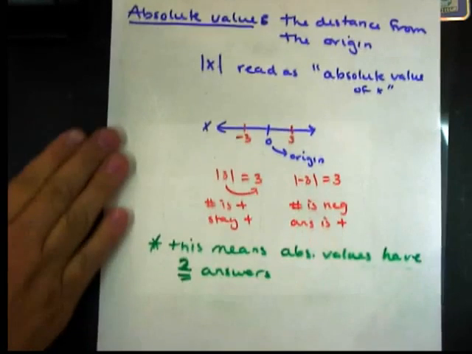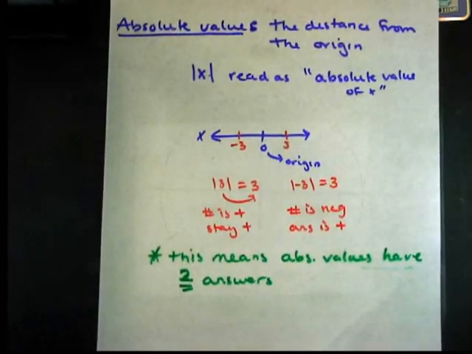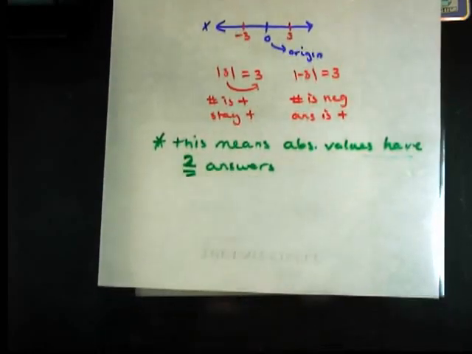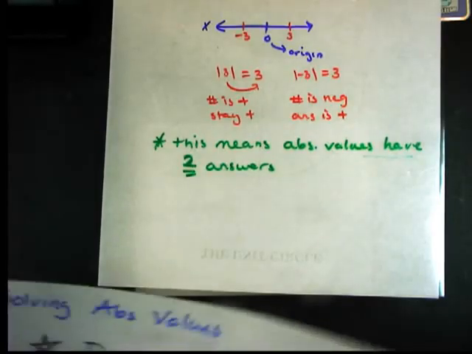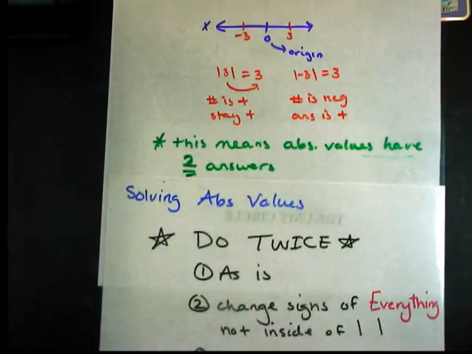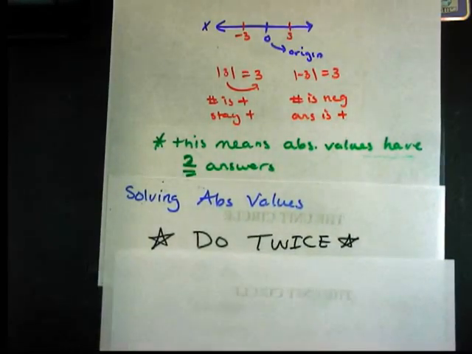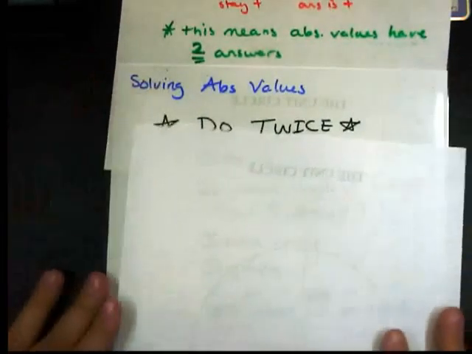Because when we do distance, we get 2 directions. 2 directions means we have 2 answers. So every absolute value is going to have 2 answers, and that's going to be important. Every time you hear the word absolute value, you think distance. But the other thing you're going to think of is do it twice, because absolute values always have 2 answers. We have to account for both directions, if you will, of our number line.